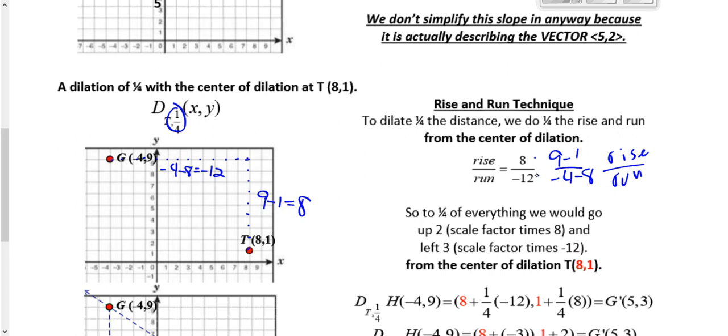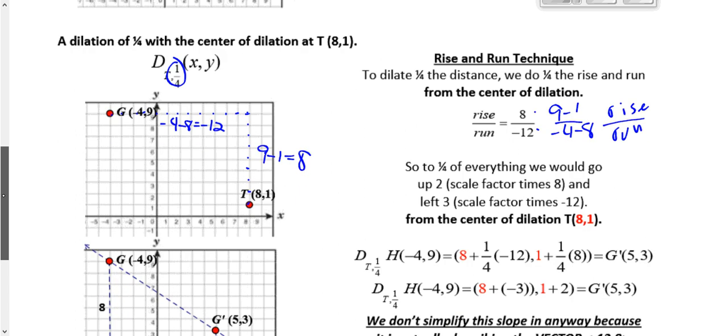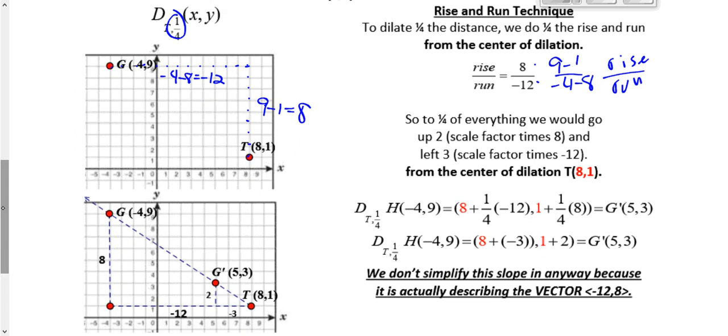Negative 2/3, right? Lowest term slope. In this situation, we'll leave it just like that, right? Look. So starting at a run of 8, this is really 8 plus 1/4 of what was the original run? Negative 4 minus 8. We're going to take 1/4 of that original run.